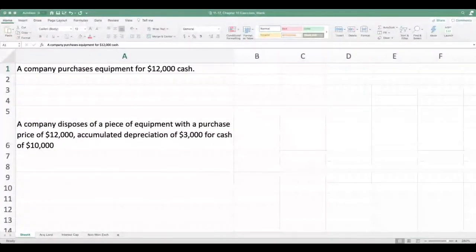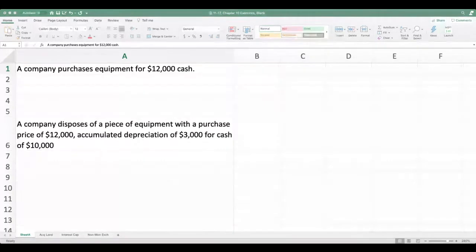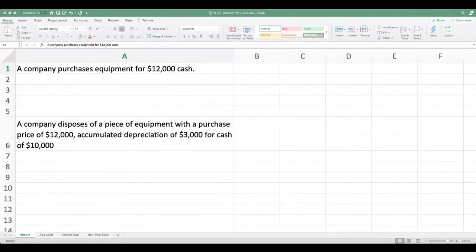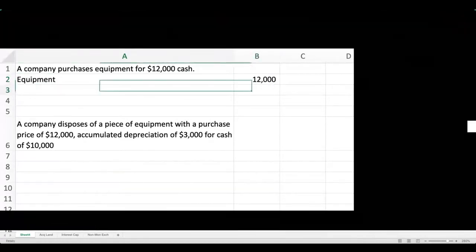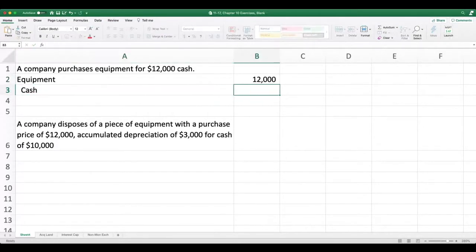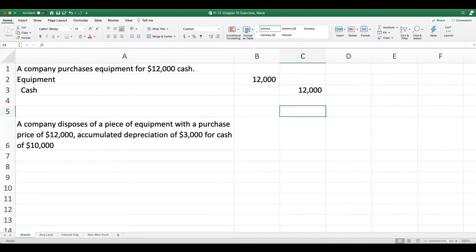Understanding a basic purchase and disposal is really helpful. If you don't have this down, the rest of what we're going to cover will be that much more complicated. So real quick, a very basic example. If a company purchases equipment for $12,000 of cash, that is going to be a debit to equipment for $12,000 and a credit to cash of $12,000. So we'll offset. There is our purchase of equipment with cash.